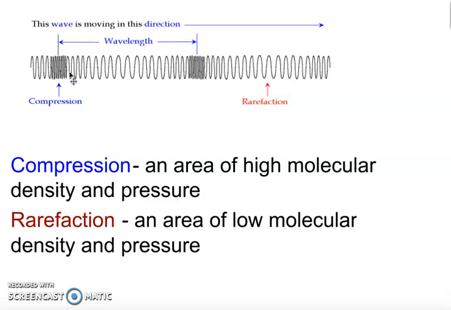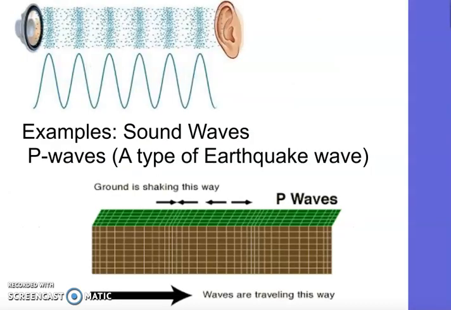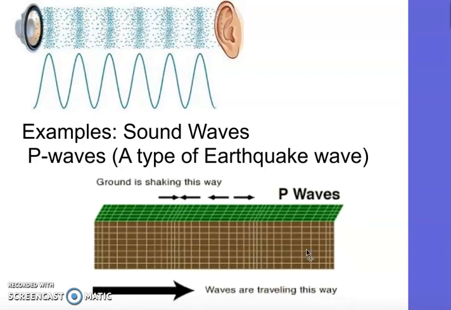You could also go from the end of the compression, so the rarefaction, to the compression, back to where it started. So again, one wavelength means it goes through the whole cycle. So there's a compression and a rarefaction in one cycle for a longitudinal wave. Real-world examples of longitudinal waves would be sound, as you can see here. You can see the compressions, and then the rarefactions would be where these molecules are further apart, as well as P waves, which is a type of earthquake wave, where the ground would shake back and forth and the wave energy would travel from left to right in this picture across the medium, which would be the ground.